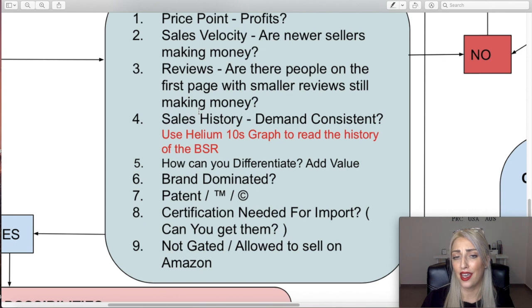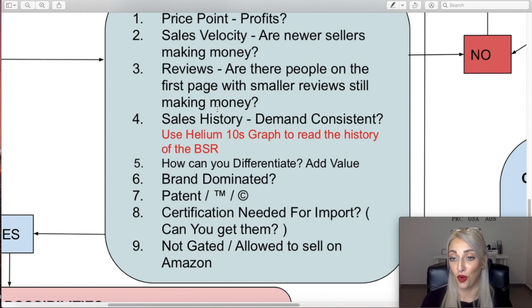Number 5, how can I differentiate? How can you differentiate and add value to this product? This is probably one of the most important things when it comes to Amazon. If you're going to get into a niche where all the products look more or less the same, it's going to be really difficult for you to stand out. Eventually, most, not all, but most products will get into some sort of price war, and usually it's Chinese sellers that come in and start this price war. You need to be able to stand out for when that happens and make sure that you've differentiated enough that even when the copycats come along, and if you're a best-selling product, you will go through this.